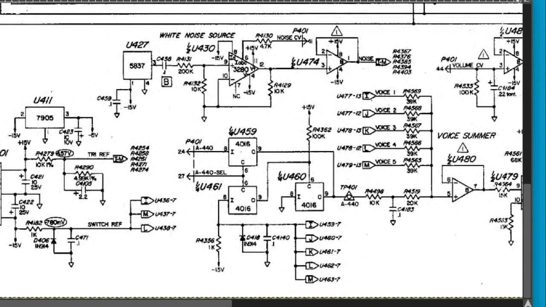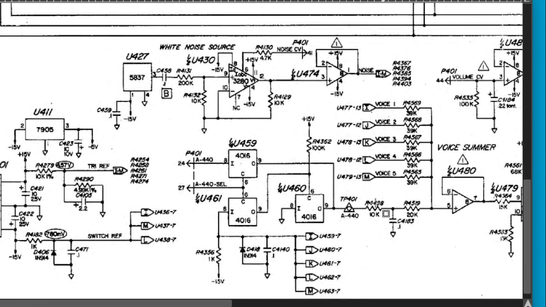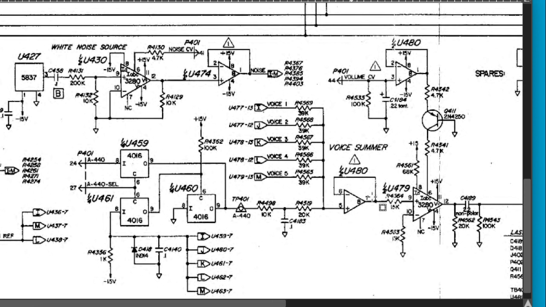Anyway, besides all of those muxes and this final summer and the final volume control, which, as I mentioned in earlier videos, is odd. It's an OTA. Well, I mean, it's not terribly odd. But that tells me the final volume on a Prophet is under microprocessor control. After mixing all these voices, it is not just a pot.